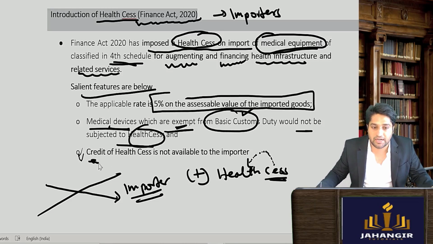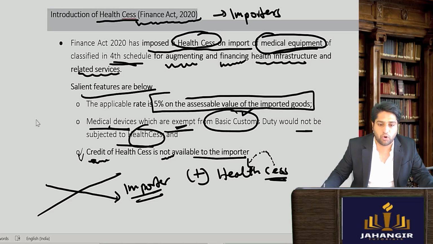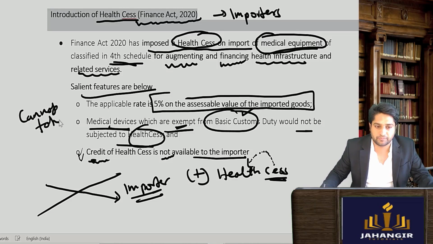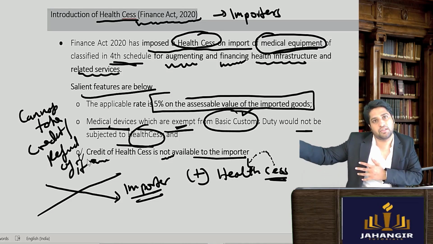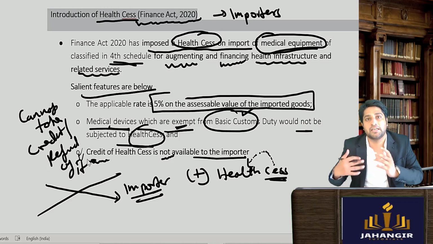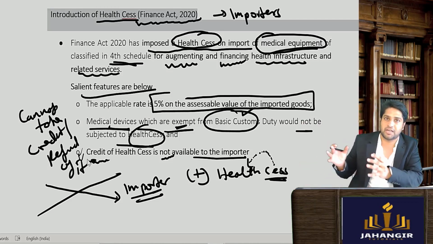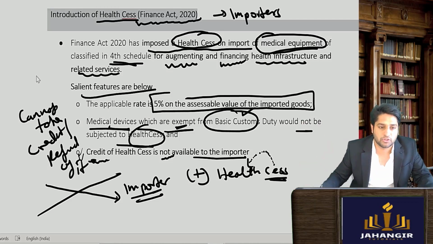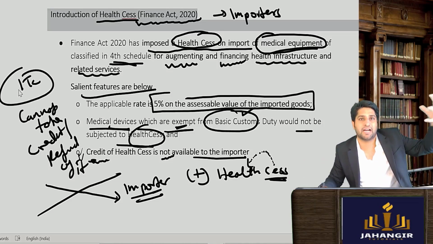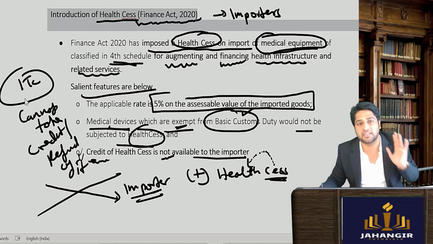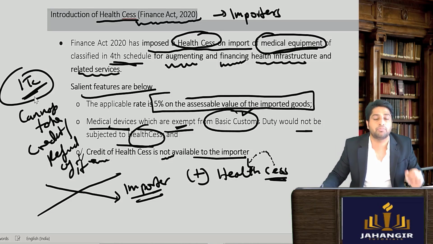And credit of health cess is not available to the importer. So whatever tax he pays, he cannot take a credit of it. He cannot take credit, simply meaning a set off of it. So let's say he has further sold it, he will also collect the tax, but he cannot take a set off. So we can say ITC, input tax credit, is available to dealers for whatever tax is paid on purchases, but for this you cannot take it.